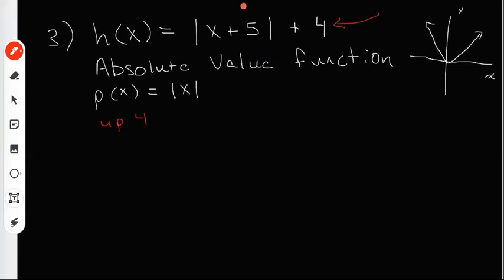And then what's happening on the inside? I've got a plus 5 on the inside. And if I'm adding, that means I'm moving to the left. So I'll say left by 5.